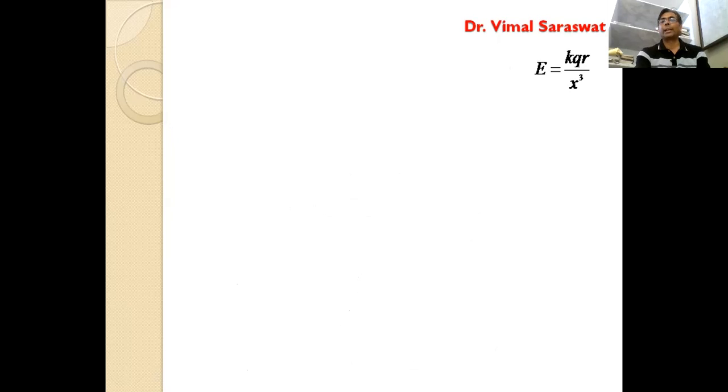Now E is equal to kqr upon x cube. But from Pythagoras theorem, x square is equal to r square plus a square. So if we substitute the value of x here, then the value of electric field at point P will be E is equal to kqr upon (r square plus a square) whole power 3 by 2. And this electric field will be along the x direction.